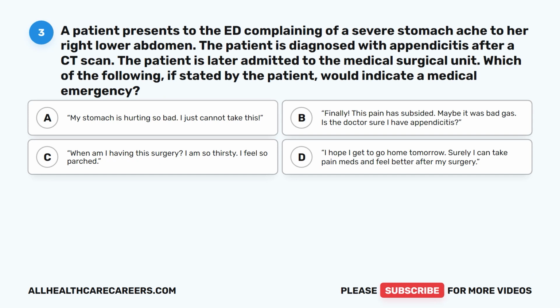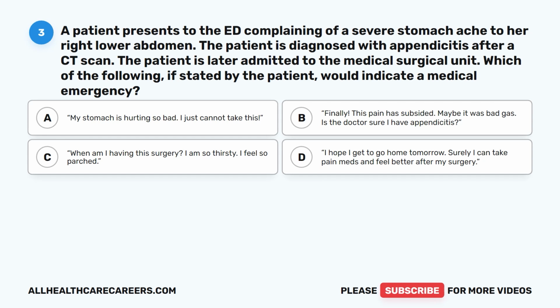Question 3. A patient presents to the ED complaining of a severe stomach ache to her right lower abdomen. The patient is diagnosed with appendicitis after a CT scan. The patient is later admitted to the medical surgical unit. Which of the following, if stated by the patient, would indicate a medical emergency? A. My stomach is hurting so bad I just cannot take this.